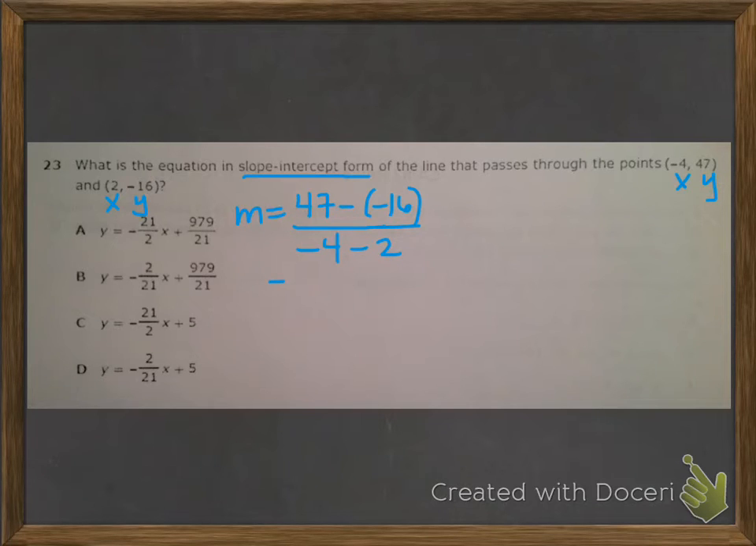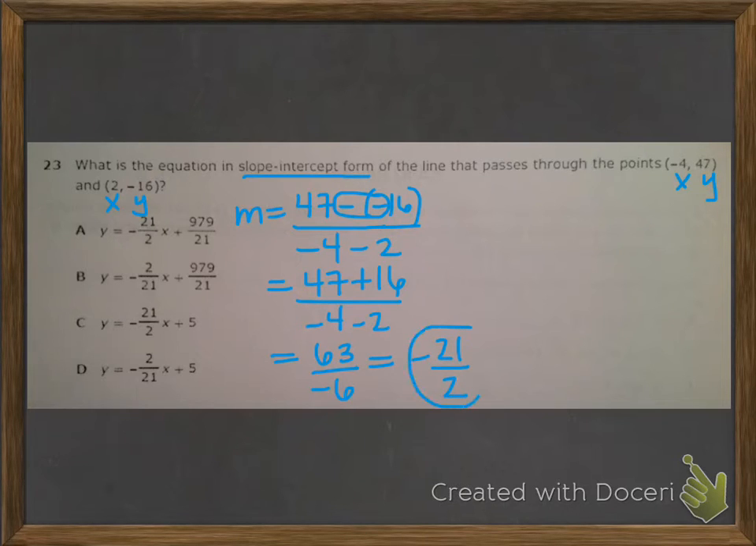So now I'm going to kind of clean this up a little bit. I know that 47 minus -16, minus a negative is the same as a plus, so that's like 47 plus 16 over -4 minus 2. 47 plus 16 is 63. -4 minus 2 is -6, and that simplifies to -21 halves. So this is the slope that I want to use.